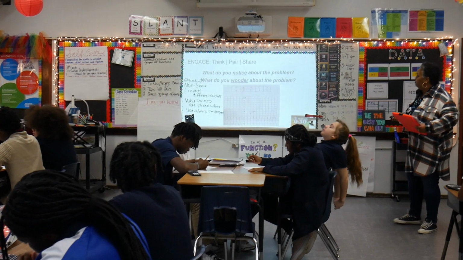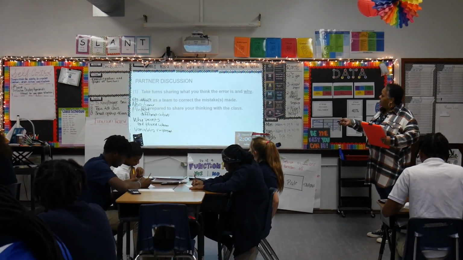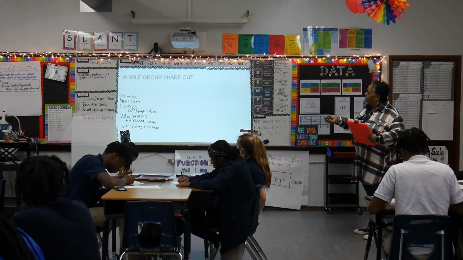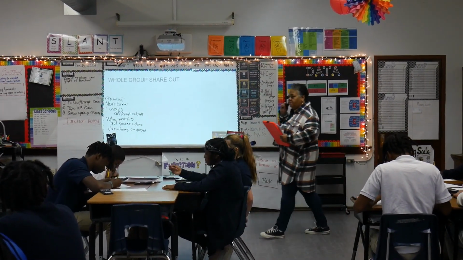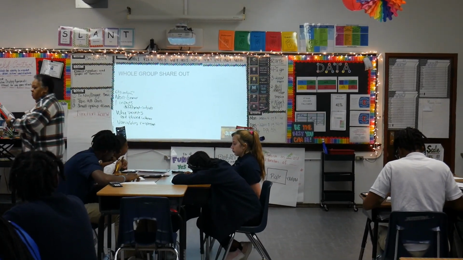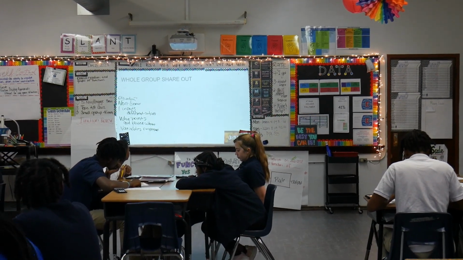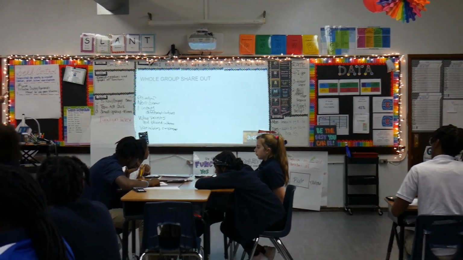So again, I heard some really good conversation, and I want you to share really quick, what were your thoughts? What did you do differently? How did you figure out, we talked about how we figured out the mistake, but what did you do differently on your table? What did you start with?